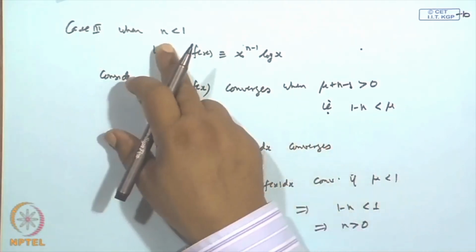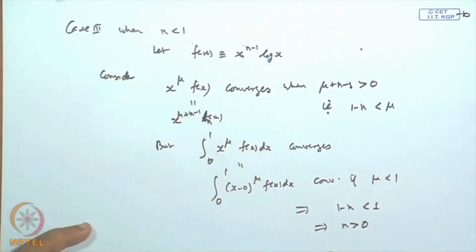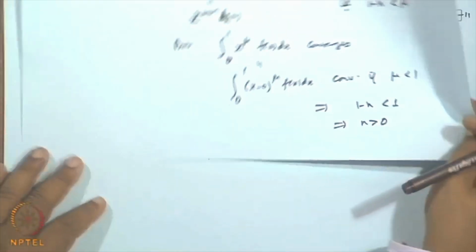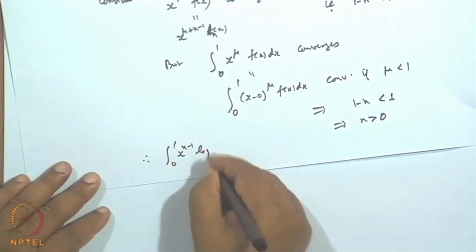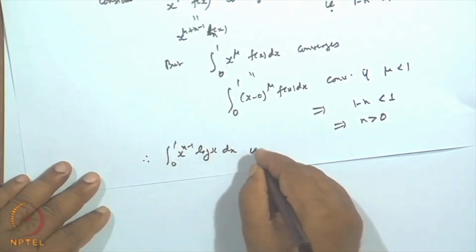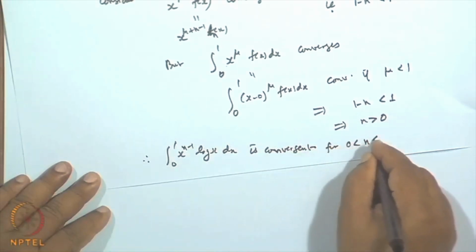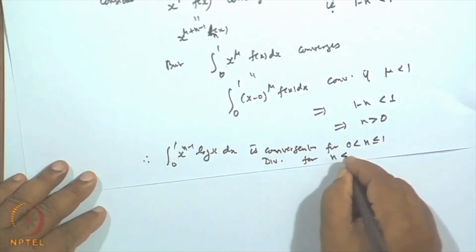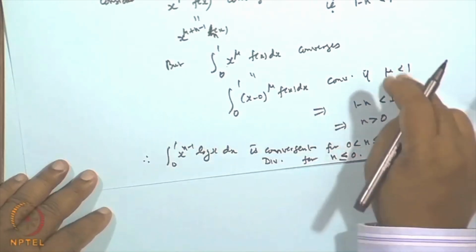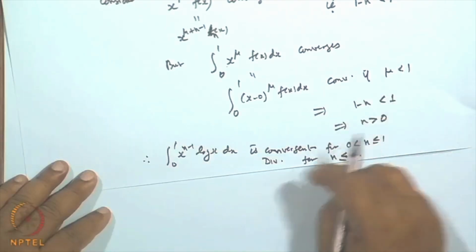Already we have seen when n is less than or equal to 1, it is convergent, and diverges when n is less than or equal to 0. So what we see here, therefore, integral 0 to 1 of x to the power n minus 1 log x dx is convergent for 0 less than n less than or equal to 1 and divergent for n less than or equal to 0. Because when mu is greater than or equal to 1, it is diverging, and mu greater than or equal to 1 means n is less than or equal to 1, so divergent. Okay, so that's the result.